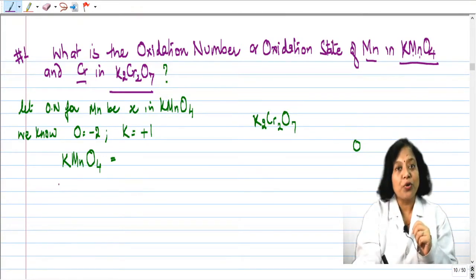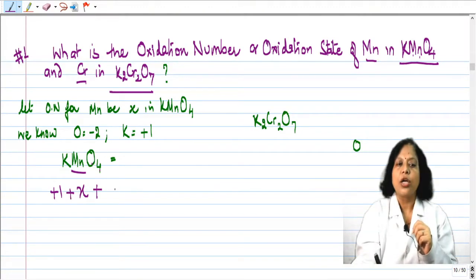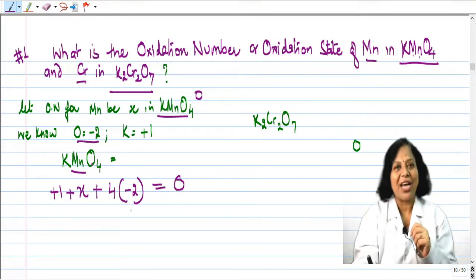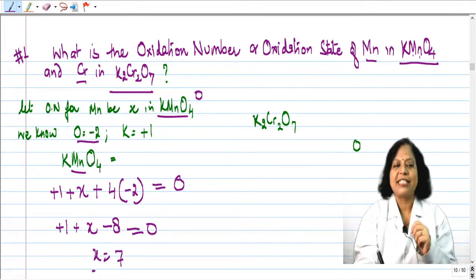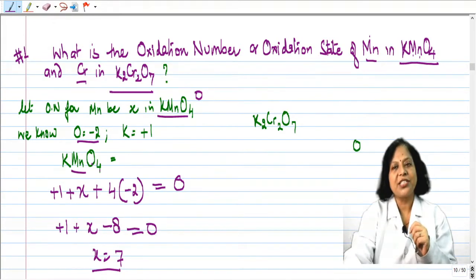Potassium belongs to group 1, so it has +1 oxidation state. Manganese we have to find out, so this is X plus oxygen, how many? 4, and what is the oxidation state? It is -2, and when the compound is in free state, it has 0 charge. So this will be +1 + X - 8 = 0, so X is how much? 7. Is this clear? So the oxidation number or oxidation state on manganese is +7.